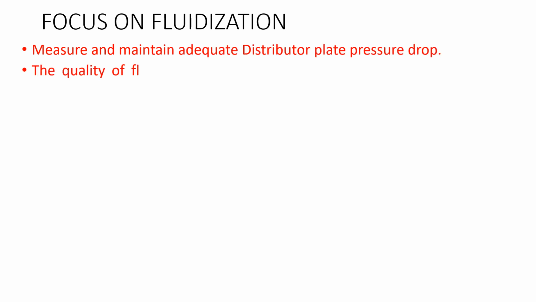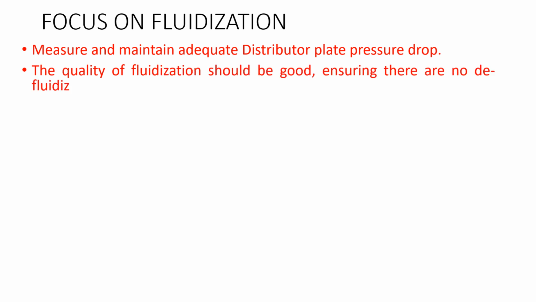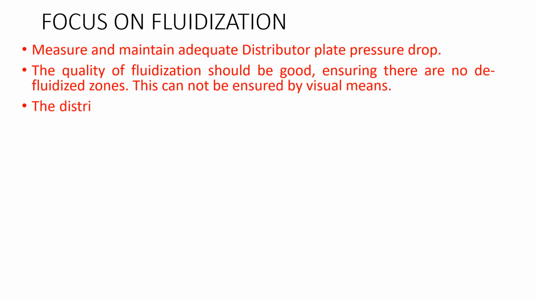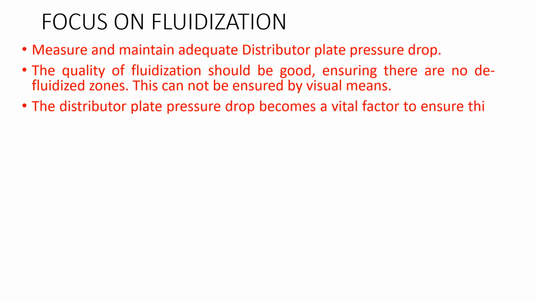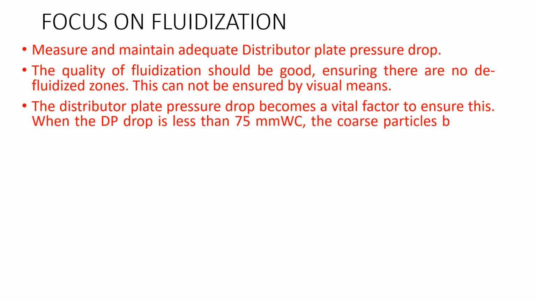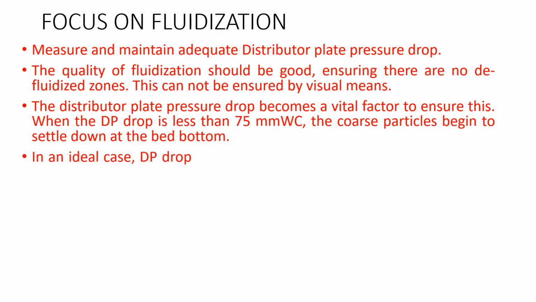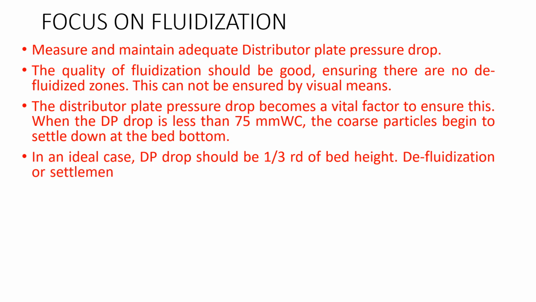What we should do for the fluidization is measure and maintain the adequate distributor plate pressure drop. The quality of fluidization should be good, ensuring there are no defluidized zones. This cannot be ensured by visual means. The distributor pressure drop becomes a vital factor to ensure this. When the DP drop is less than 75 mm of water column, the coarse particles begin to settle down at the bed bottom. In an ideal case, DP drop should be one-third of the bed height.